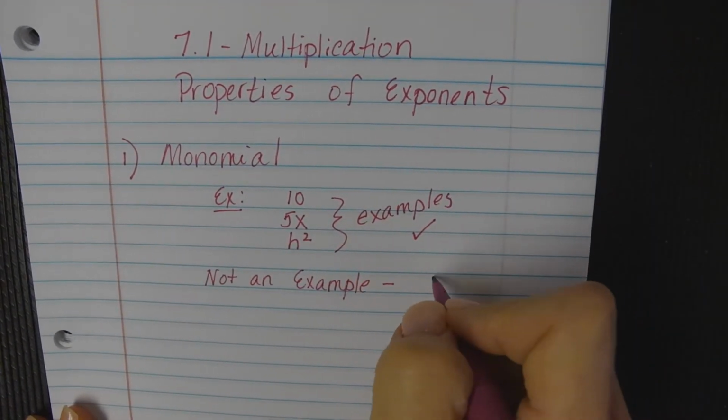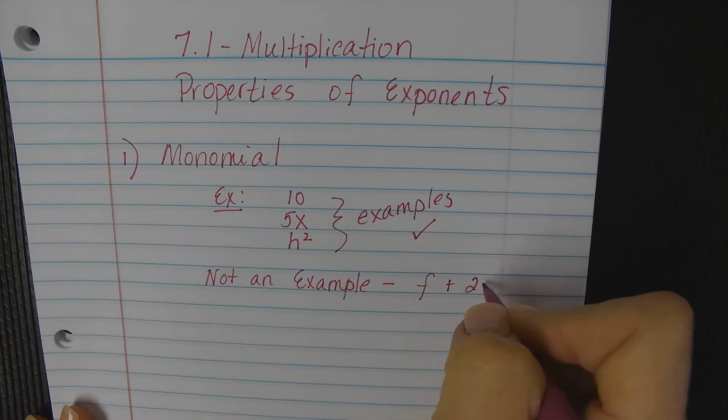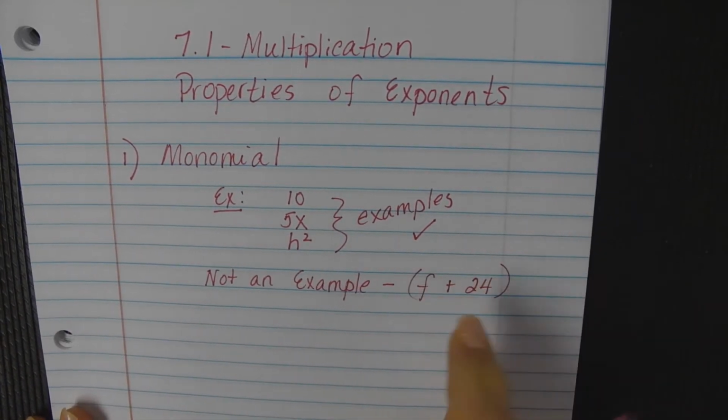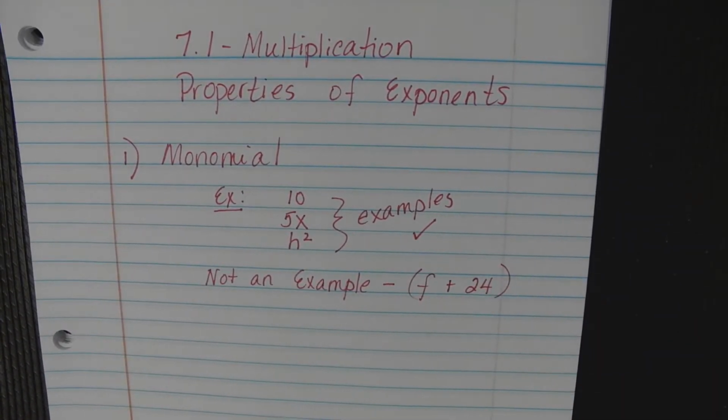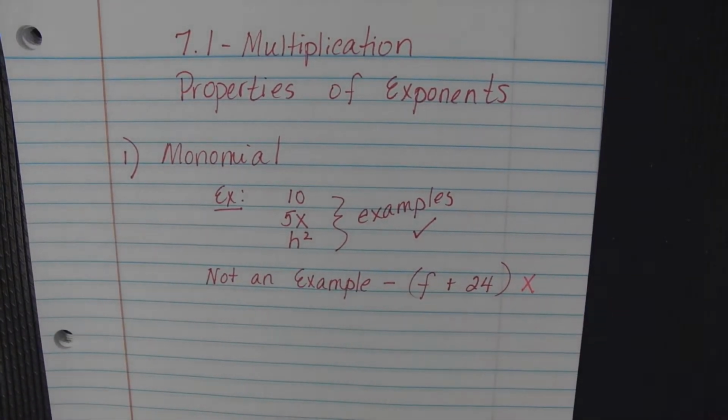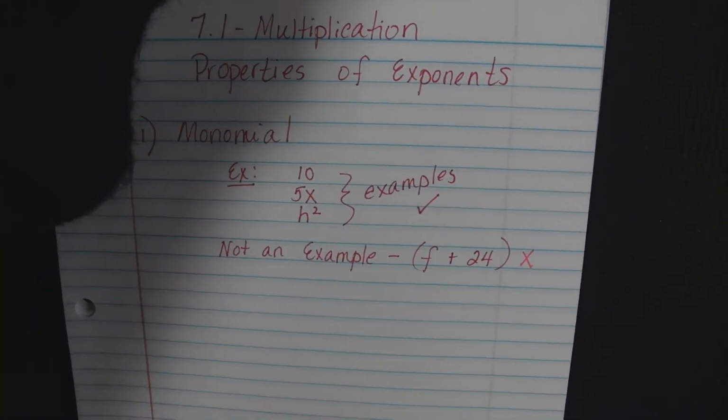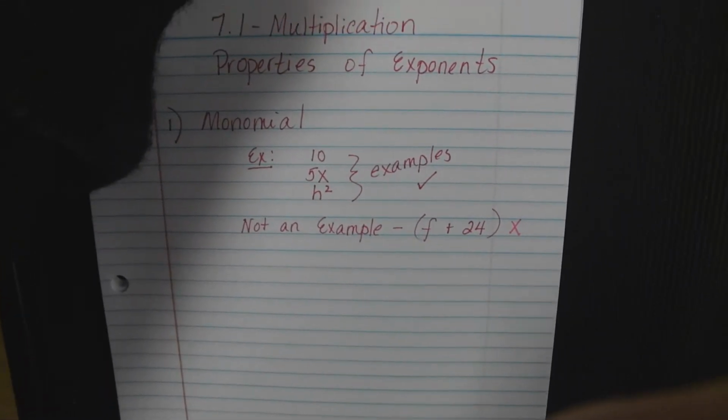All right, not an example: f plus 24. That is not a monomial. That has 2 terms, therefore it does not work. Let me move this up. Okay, exponents.